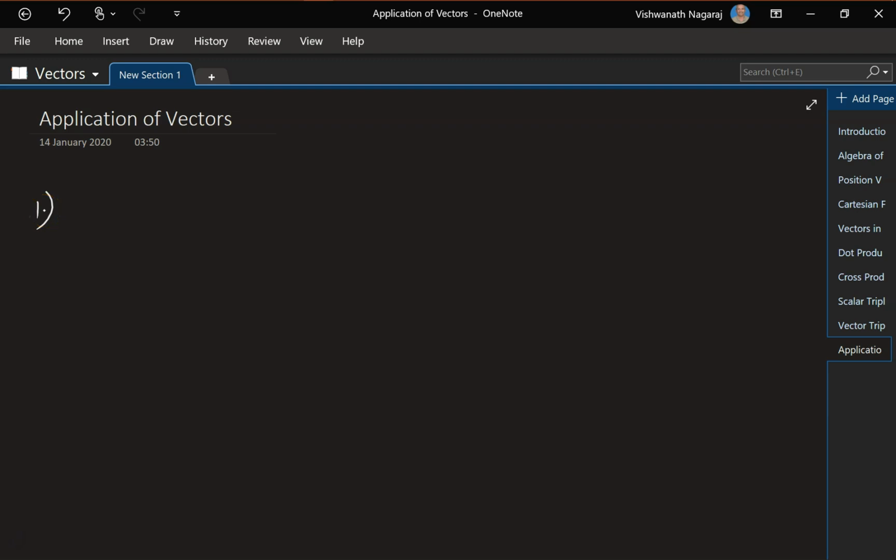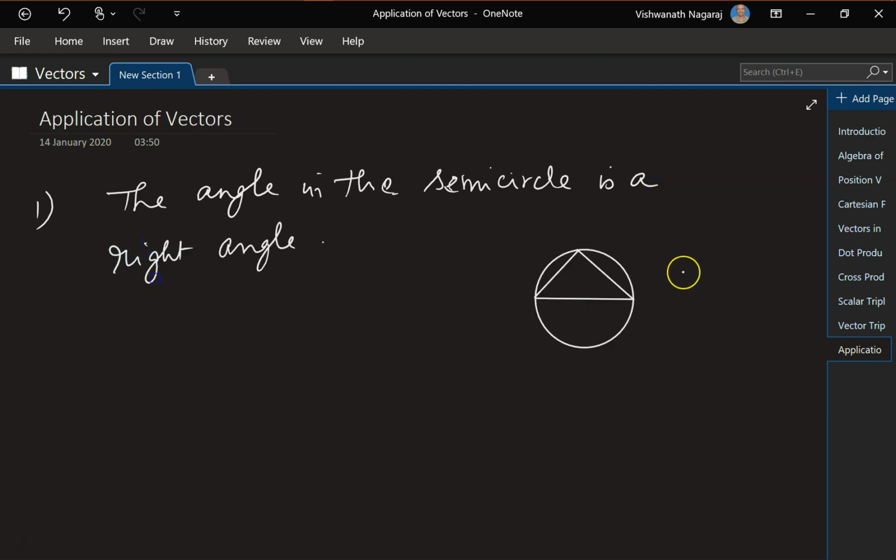Let's look at some applications of vectors. Let's say we want to prove the angle in the semicircle is a right angle. That means this angle is 90 degrees. So let's say this is A, this is B, and this is a point P. Let's say we have a line to the center O. This is vector R. This is A in this direction. In this direction it is also a radius, so this would be minus A.